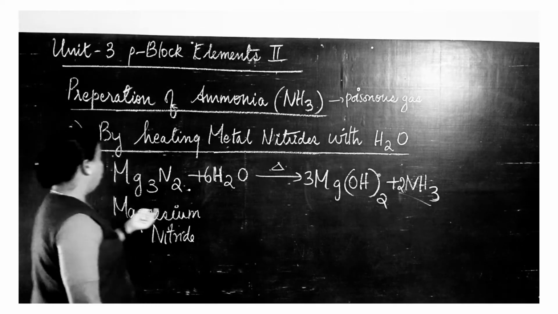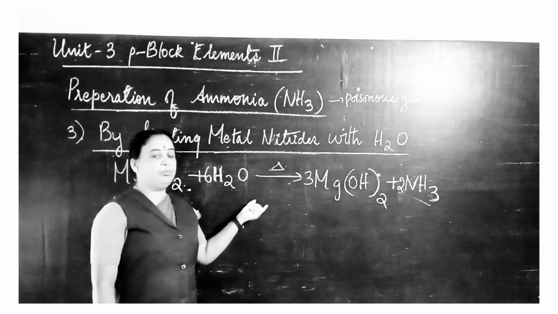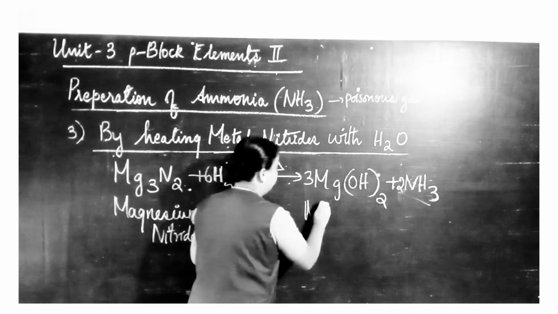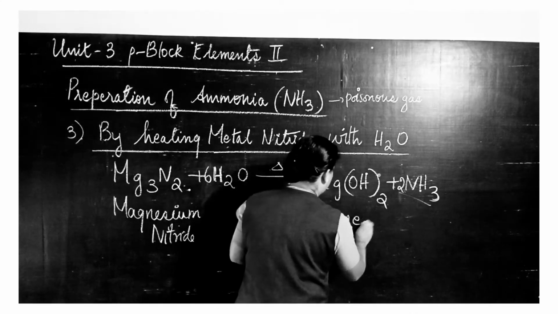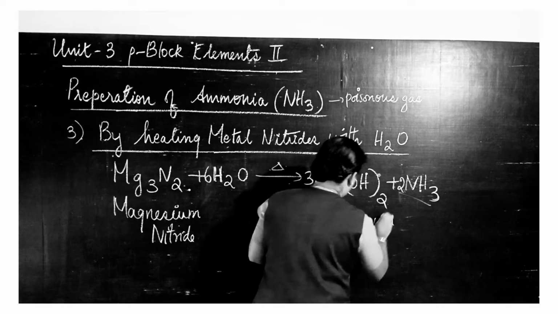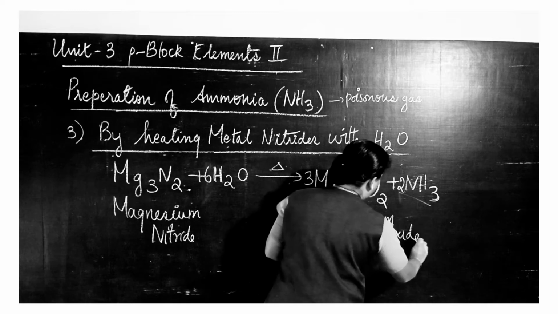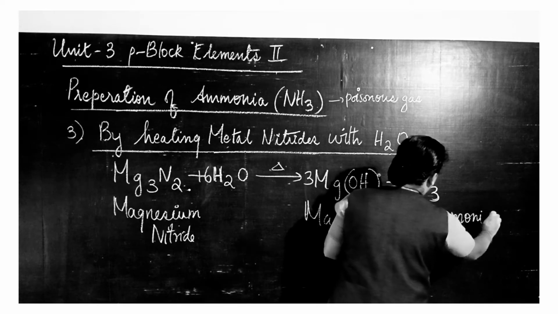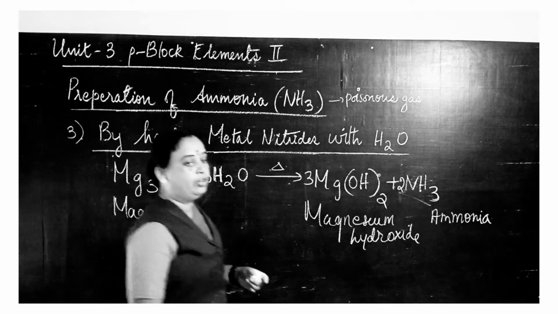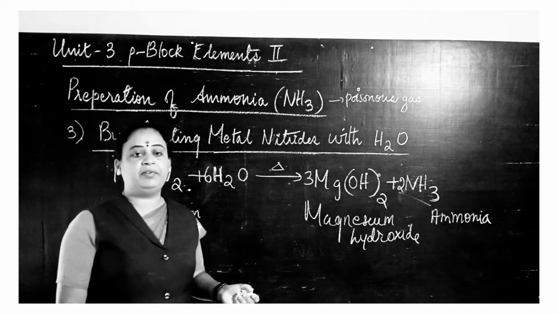Fine. Yes. So magnesium nitride on heating with water gives you magnesium hydroxide. Along with the magnesium hydroxide, you get ammonia. Yes, so that's the preparation of ammonia by heating magnesium nitride with water.